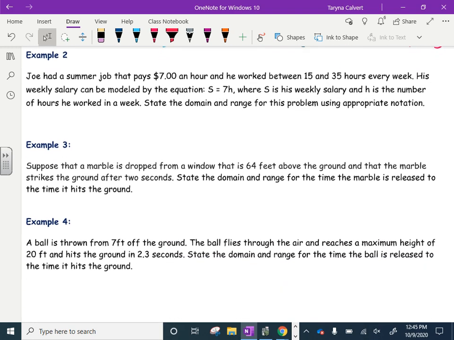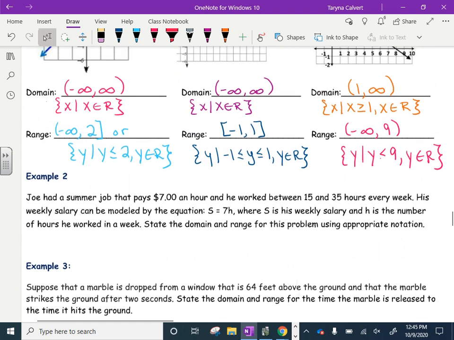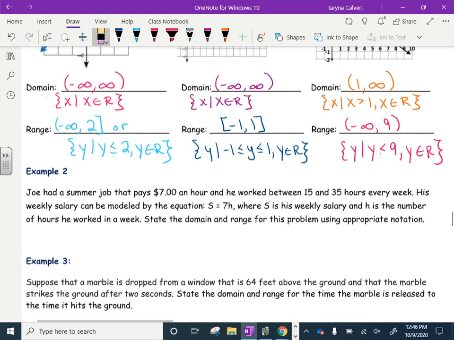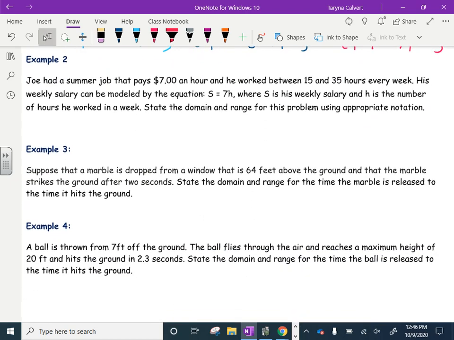Better? Thank you. So go ahead and read example 2. I just have to change a couple of tenses. So go ahead and try example 2, and then we'll talk in 30 seconds here.